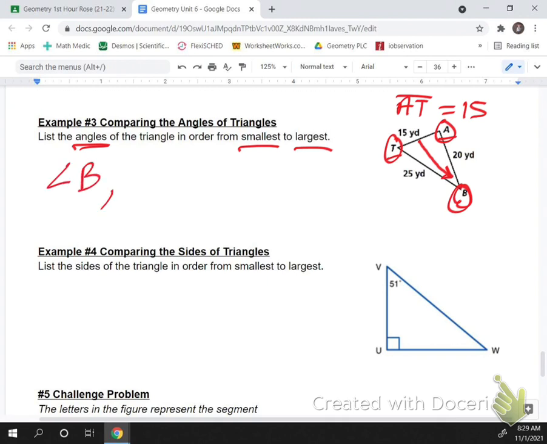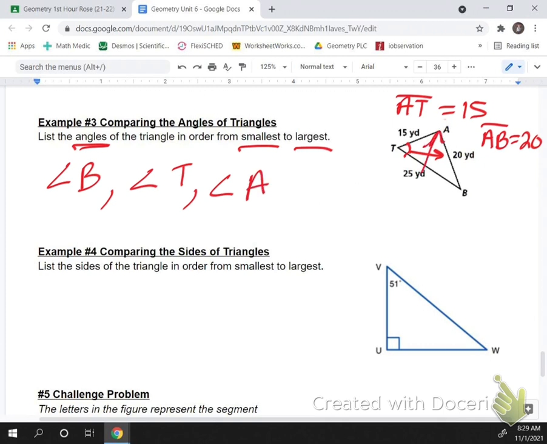Do you all see angle B? Okay. Now, what's the one in between? Not our largest, in between. So the next side would be AB, right? AB is 20. What's across from that? Angle T, right? It's across from it. Our last angle would be angle A. It's across from 25.